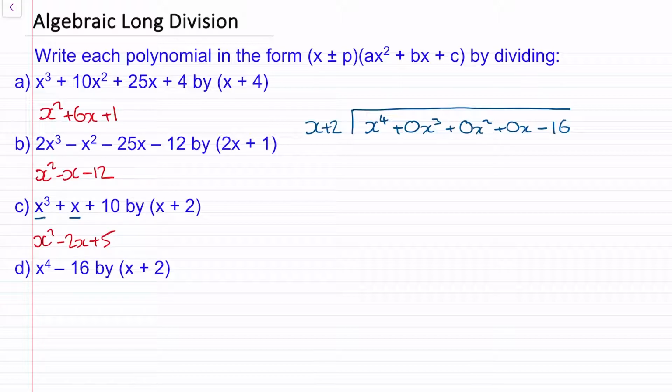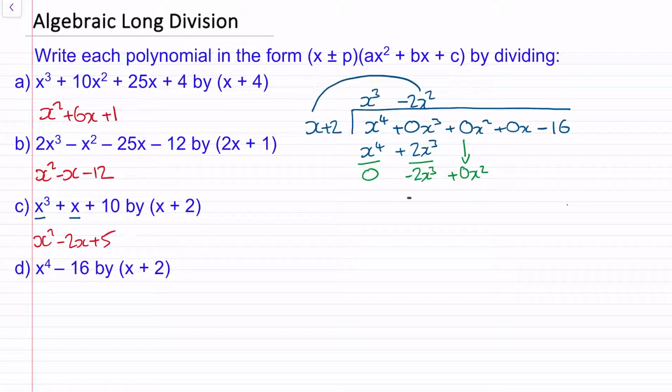So now we're going to divide the x to the 4 by x to get us x cubed. We'll multiply this through, we get x to the 4 plus 2x cubed. The difference in the x to the 4th is 0, and here we've got a difference of negative 2x cubed. And then we'll drop down the 0x squared term. So now we'll divide the negative 2x cubed by x, and we get negative 2x squared.